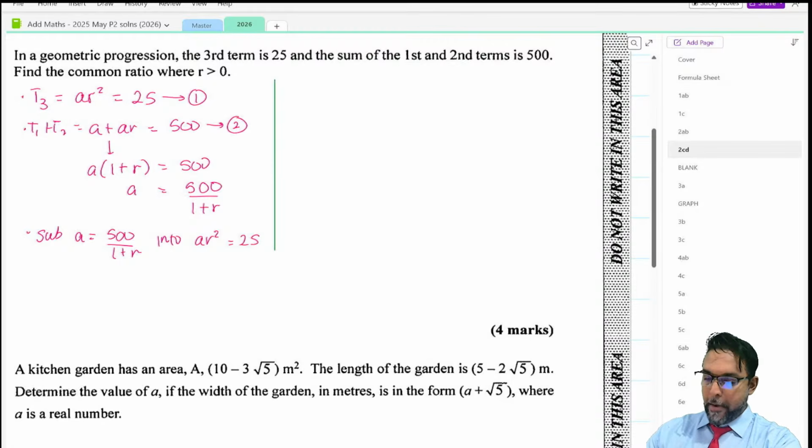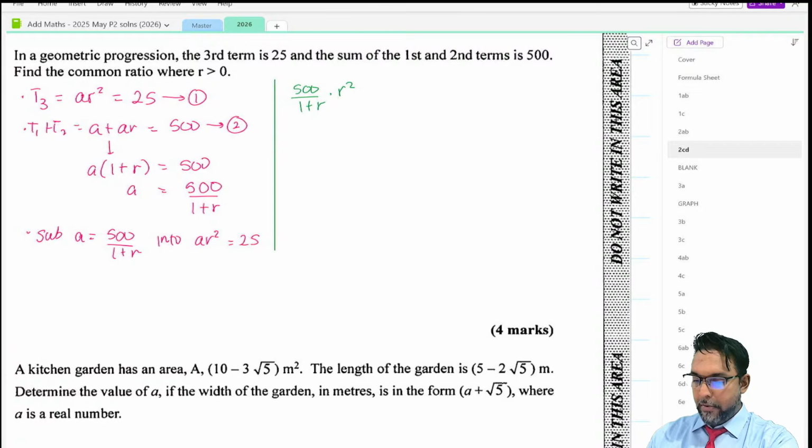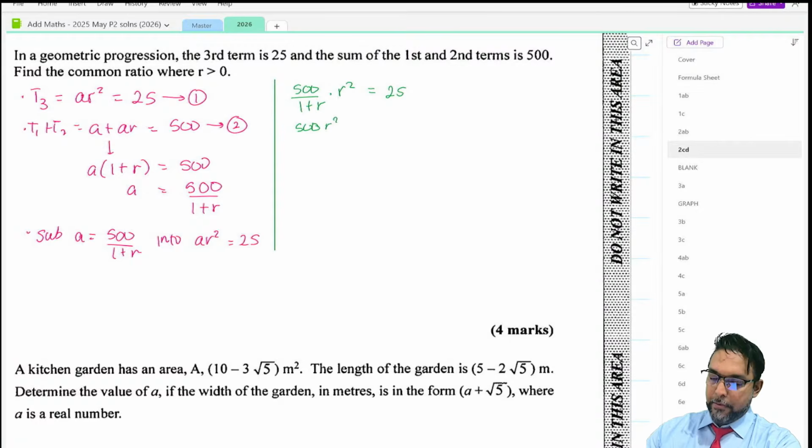So a is then 500 over 1 plus r, times r squared, equal to 25. Then we'll multiply by 1 plus r on both sides. So 500 r squared is equal to 25 times 1 plus r. You could have done it like that.